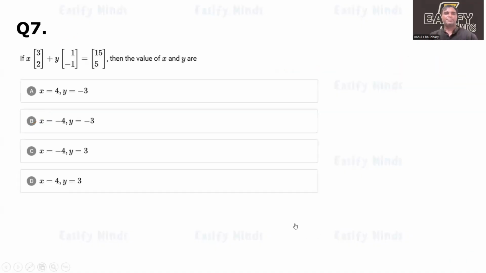Let's move to the seventh. This is the given equation. Find the value of x and y. Many students have answered it. D, D, D.